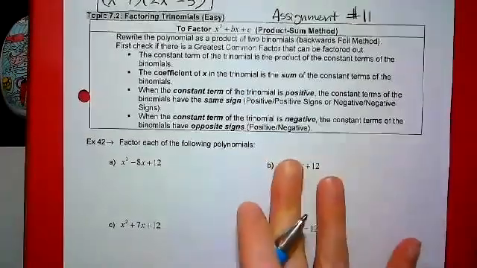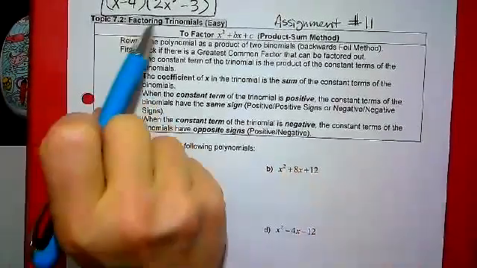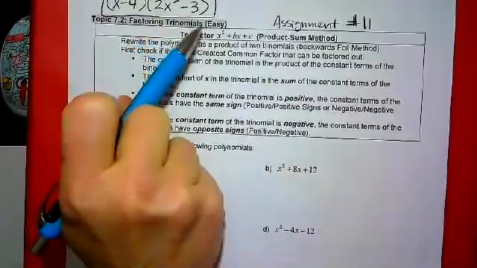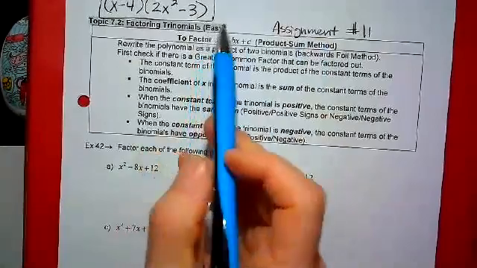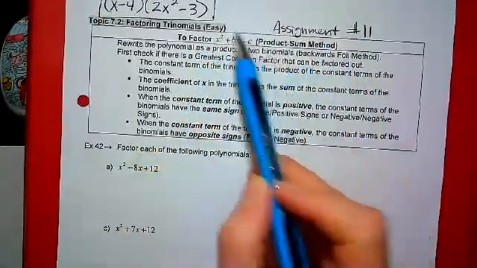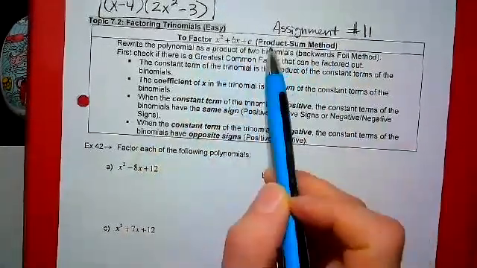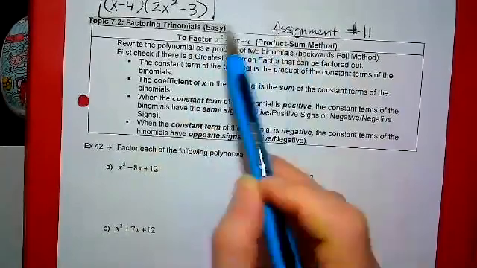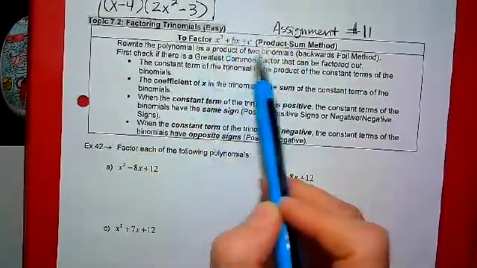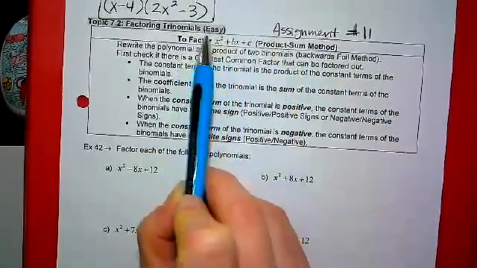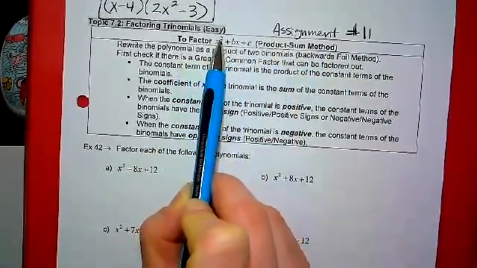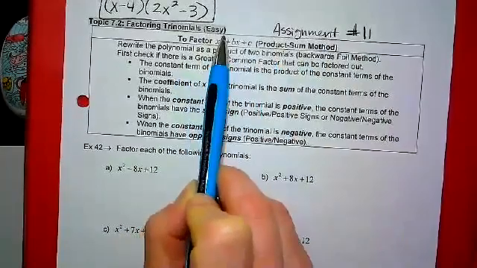This is the lecture for topic 7.2, factoring trinomials. In the parentheses, I say easy. I kind of call this the easy method because it's generally referred to as the product sum method. The difference between this and what you'll learn in 7.2 is that you're not going to have a number in front of our x squared. Okay, so just kind of pointing that out before we get started.